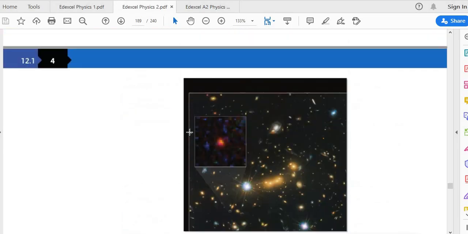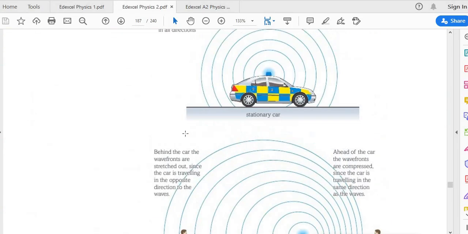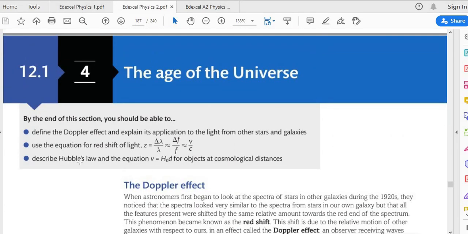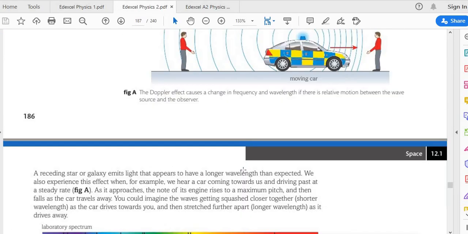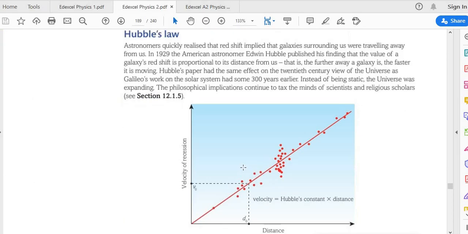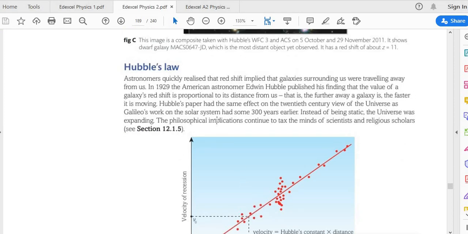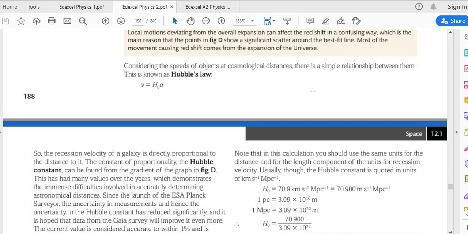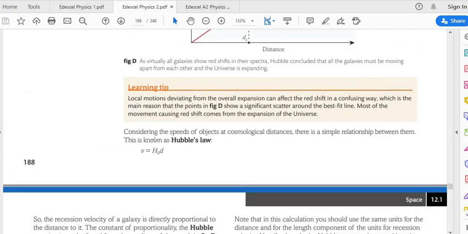You can see this again over here in the beginning of the chapter. It describes Hubble's law and the equation, this one, for objects at cosmological distances. I told you before that this equation can also describe Hubble's law. Anyway, we'll go through that bit over here. And in this book, you can see Hubble's law is this. The equation is basically Hubble's law.